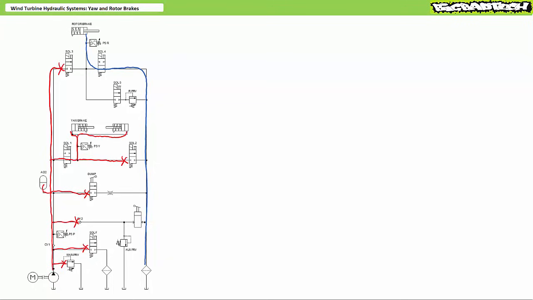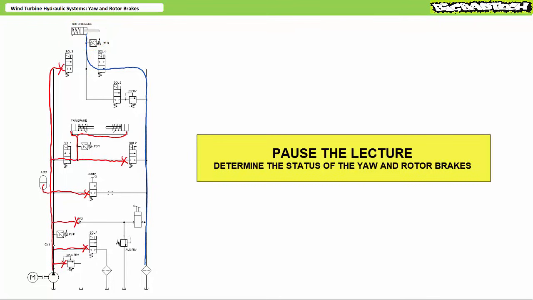All right, before we take a look at how this system works in detail, we need to determine the start state. Given we've identified the pressure and return lines and the deactivated position of the valves governing its behavior, how do the yaw and rotor brakes respond when we turn on the pump? The yaw brake uses hydraulically extended, spring-retracted single-acting cylinders. You will additionally note the rotor brake uses a spring-extended, hydraulically retracted single-acting cylinder. By all means, pause the lecture, take a look at the schematic, and determine how this system responds.